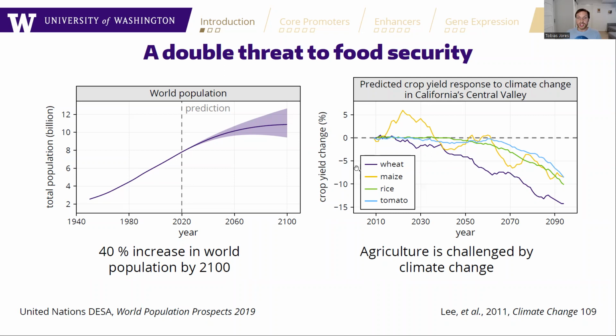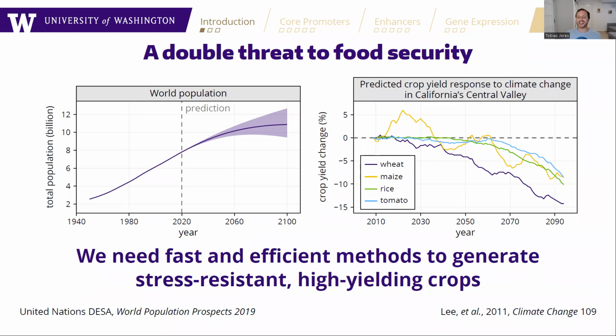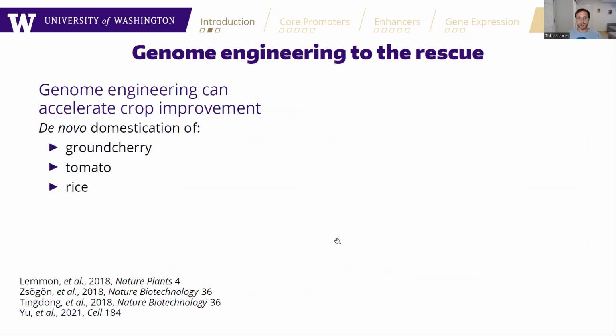And so to ensure food security, we actually need fast and efficient methods to generate crops that are both stress resistant and high yielding, even in the face of climate change. Luckily, I think that the technologies to do this are starting to emerge, and especially genome engineering will be a key player in this effort. The capabilities of genome engineering have recently been demonstrated by the rapid de novo domestication of several different plant species. While this technology is really coming to maturation, what we also need is good targets that we can engineer in order to improve crops.